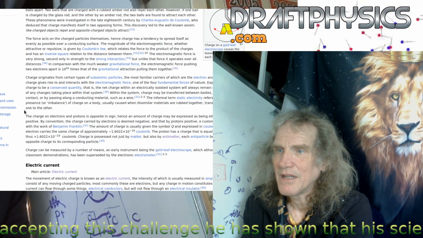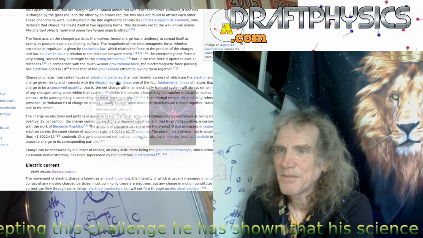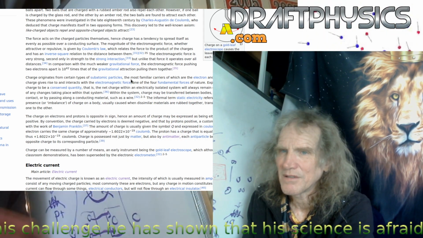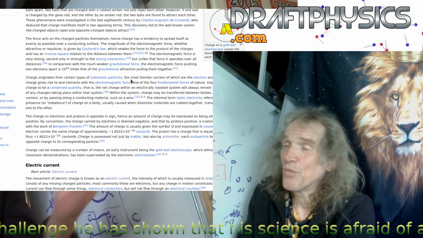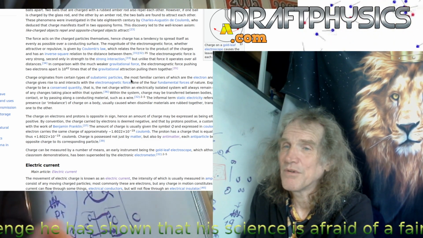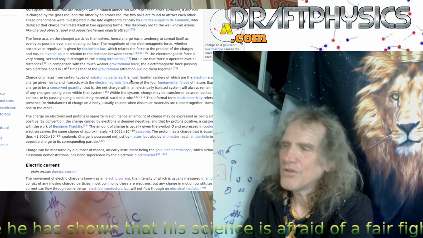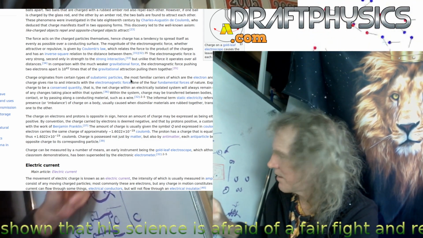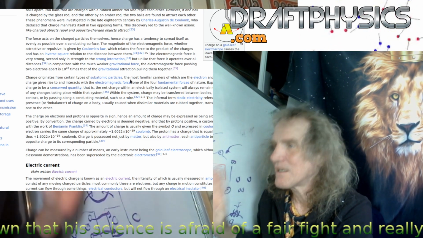Charge originates from certain types of subatomic particles. So there's only two types of particles, just electrons and protons. I don't know when humankind will concede that there's only two kinds of matter in the universe, an electron and a proton. Everything is made of electrons and protons.